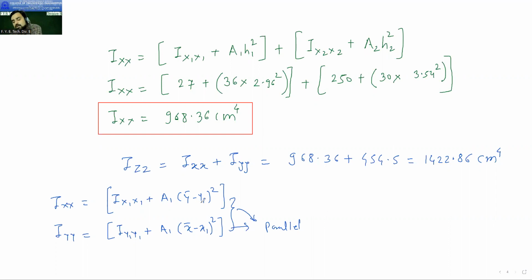What I have observed in these many years is that most of the students understand how to calculate MI and how to calculate CG. But the problem is with their calculation.